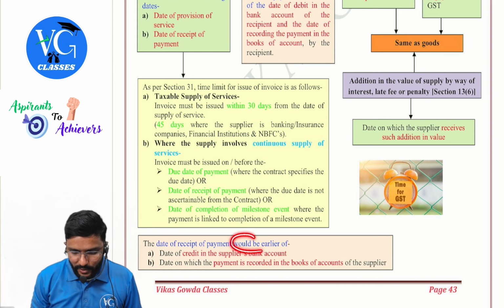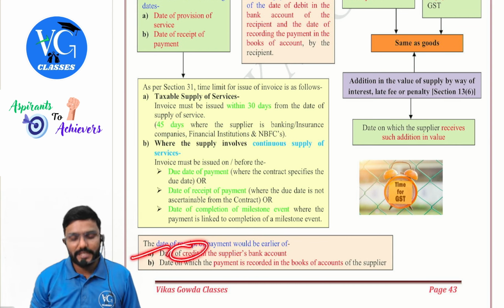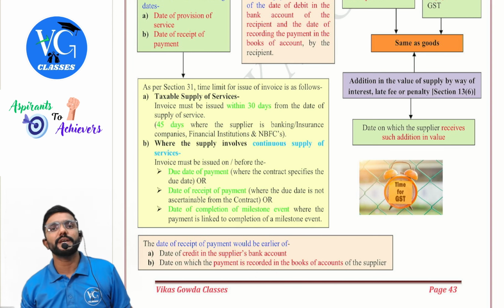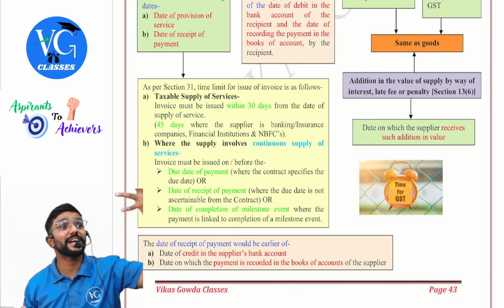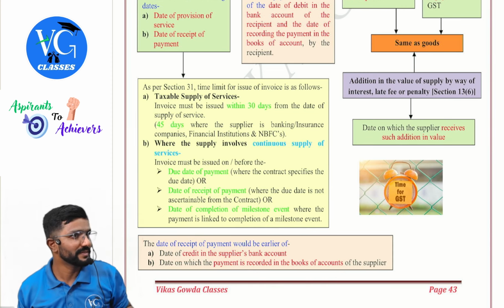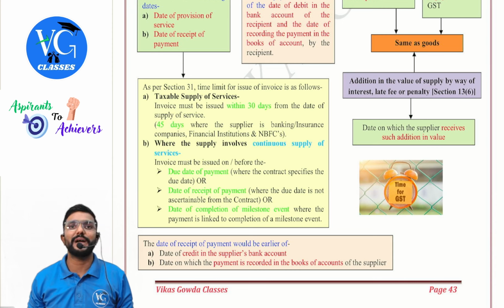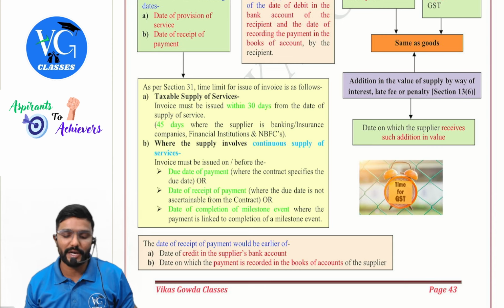Date of receipt of payment would be earlier of date of credit in his bank account or the date on which payment is recorded in the books of accounts of the supplier. Means he will pass the entry now, bank account debit to so and so. That day or the date on which he has received the credit in his bank account, whichever is earlier.